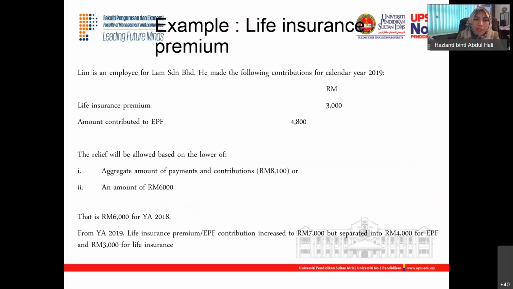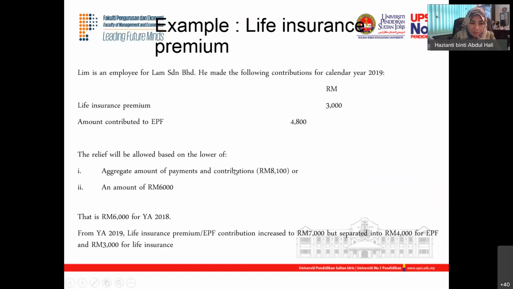Alright, so ada one example here about the life insurance premium. Sebab life insurance ni dia year assessment 2018 dia tukar. Katakanlah for this employee ni dia ada 3,000 bayar life insurance premium and contribute 4,800 to EPF. Okay, so the relief will be allowed based on the lower of 6,000 is the maximum lah, maximum that he can claim. Sebab total yang dia bayar is 8,100 tapi dia hanya boleh claim 6,000 untuk year assessment 2018.